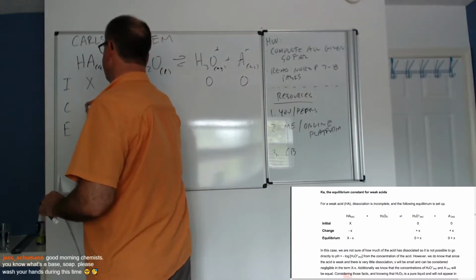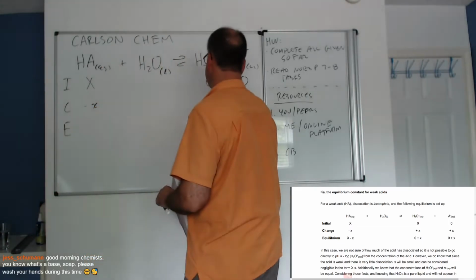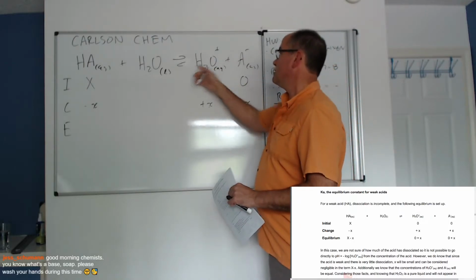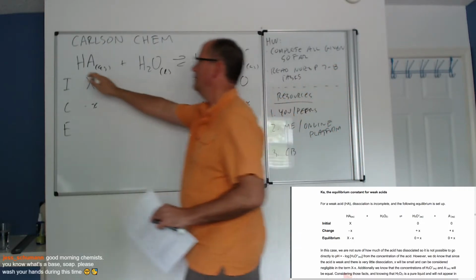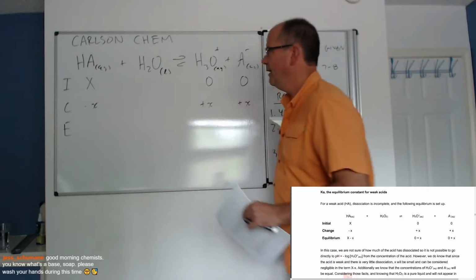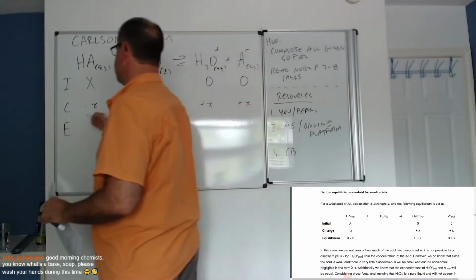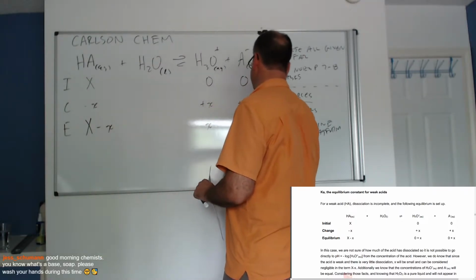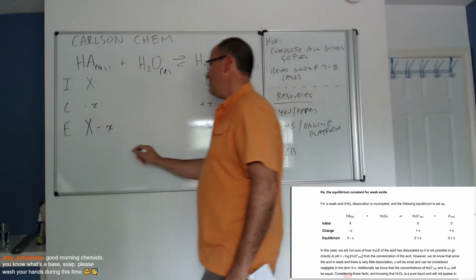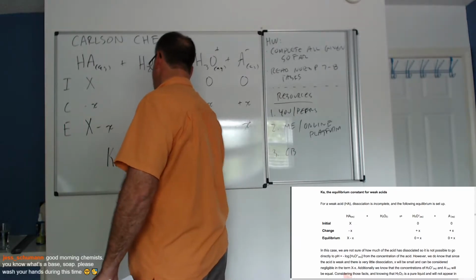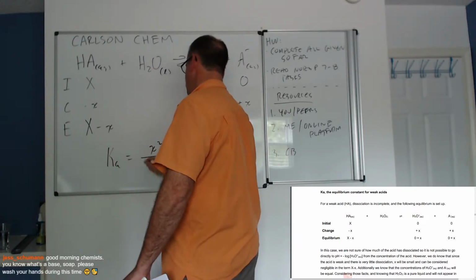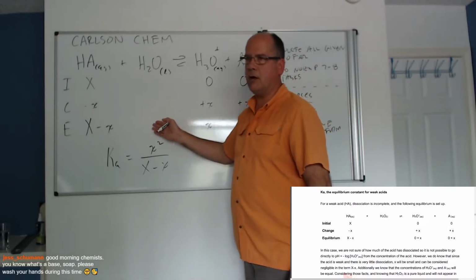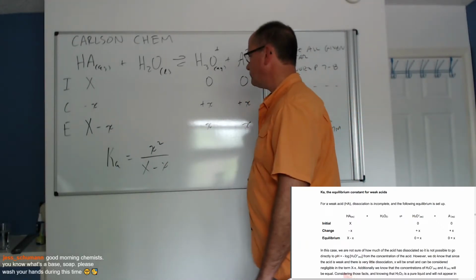So the change here would be minus a small x, plus a small x, plus a small x. These are both the same because of the stoichiometry, 1 to 1 to 1. And so at equilibrium, this is big X minus little x, and then this is just x and x. So my Ka value would be x squared over big X minus little x. Nothing for water, because water is a pure liquid.